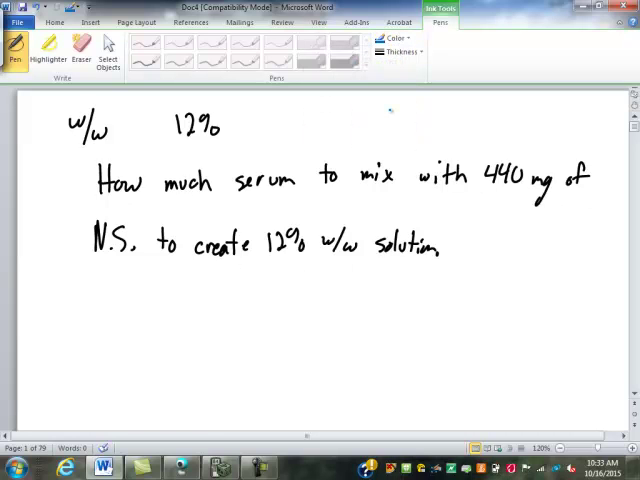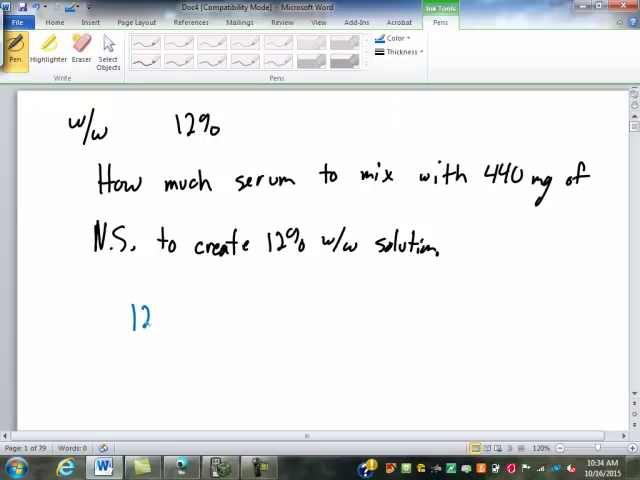Now, it's very important in this case that it's weight in weight. Because remember, if it is volume in volume or weight in volume, we have to talk about the total. The amounts are not additive, if you recall. The amount of saline plus the amount of serum does not equal the total volume. With weight in weight, however, the two weights do add together to make the total weight.